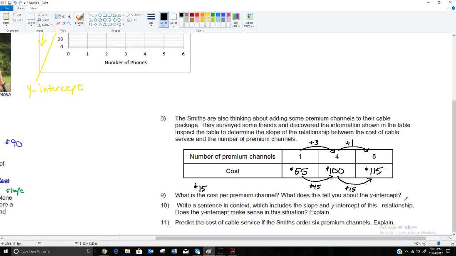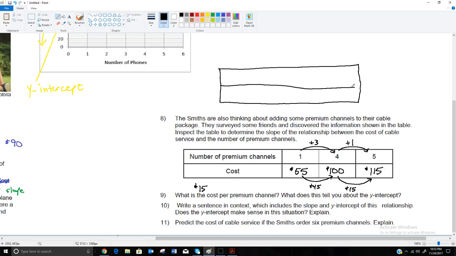What does this tell you about the y-intercept? Well, right now we don't know what the y-intercept is, but I'm going to do the same method that I used up here, and I highly recommend you do this on the exams and your homework. Take this table that they gave us and fill it in with all the values. It's much easier than the way that they talk about in the book.